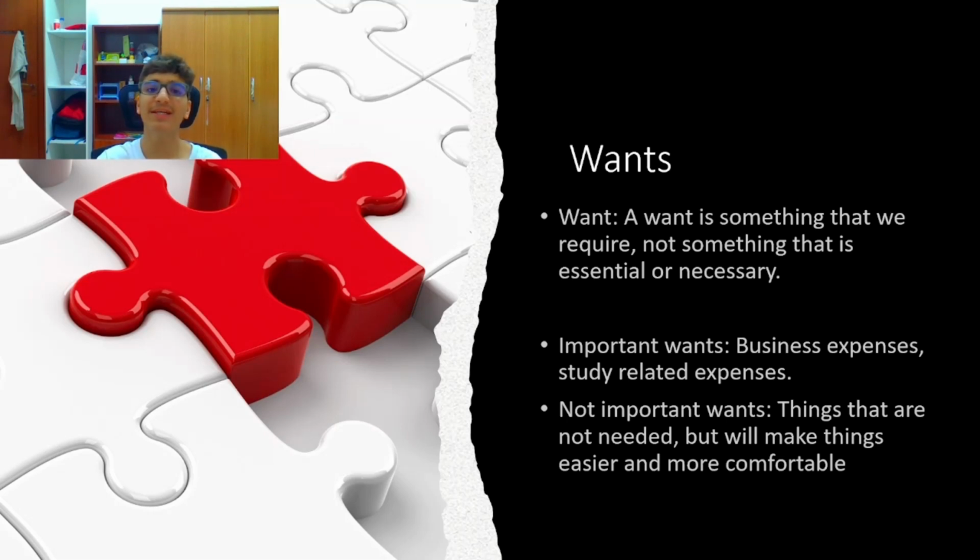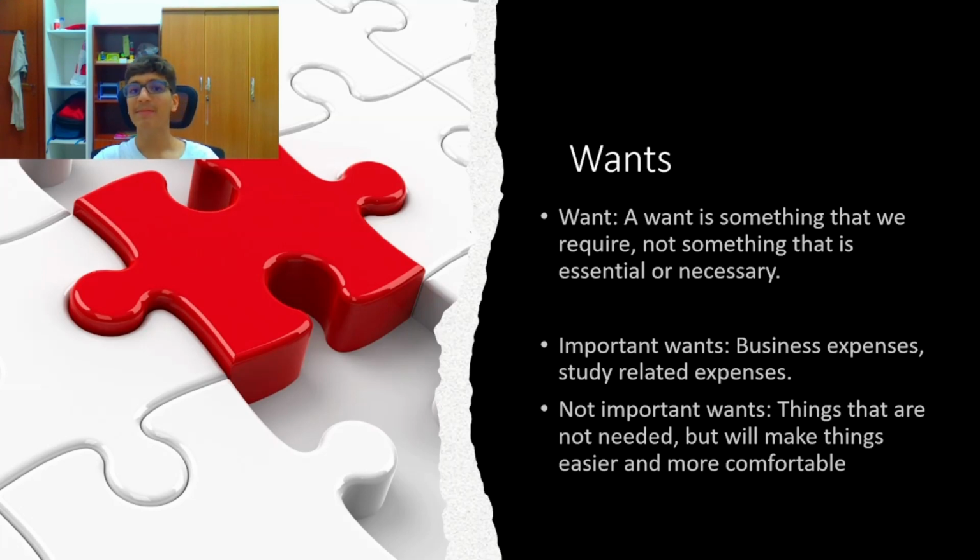Wants. A want is something that we require, but it is not essential or necessary to live, and which makes our life easier and better, but it is not essential to live whatsoever, and we can definitely live without it. And there are two distinctions of wants, that is important wants and non-important wants. So examples of wants can be a book that you read or a phone that you have. Important wants are business expenses and study related expenses.